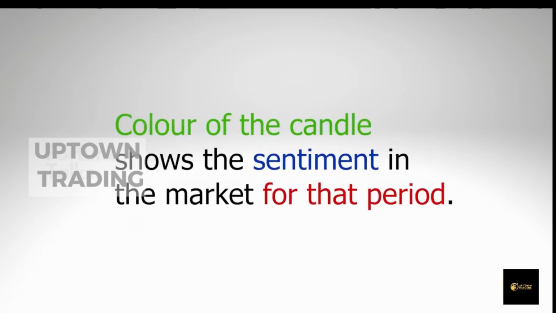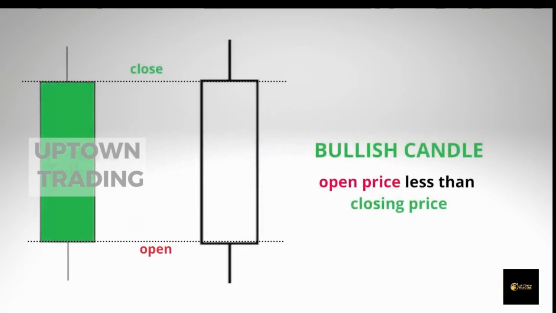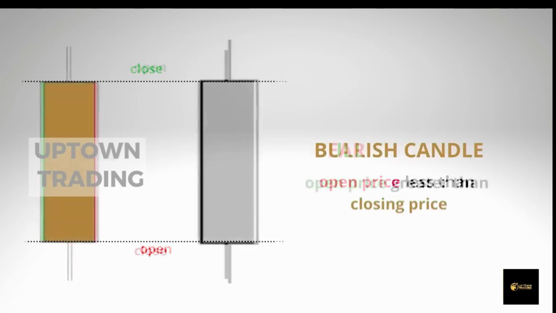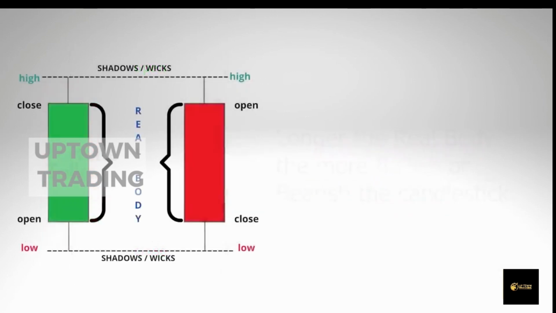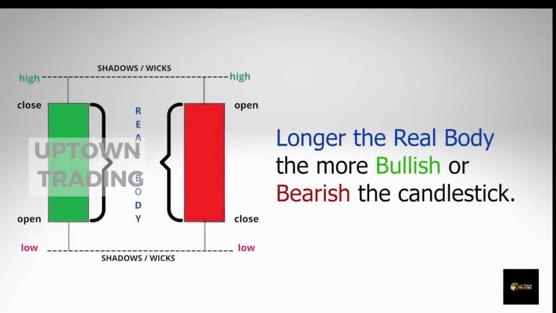bearish price movement. That is, if the opening price is less than the closing price, then the body of the candlestick is green or white. Similarly, if the opening price is more than the closing price, then the body of the candlestick is red or black. The longer the real body, the more bullish or bearish the candle is.